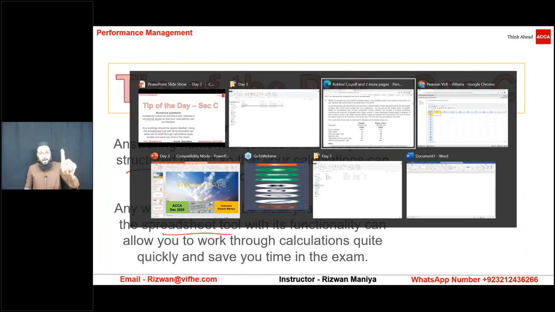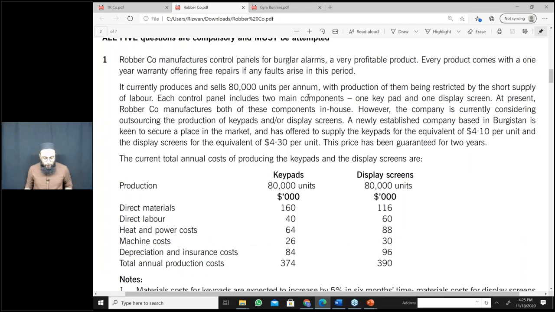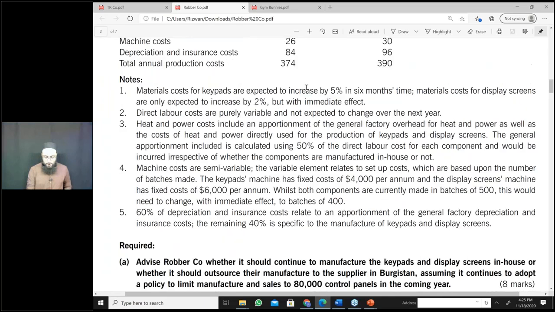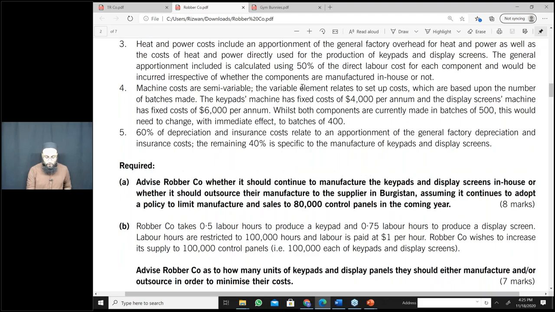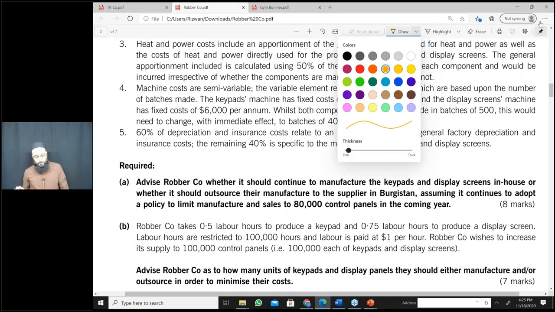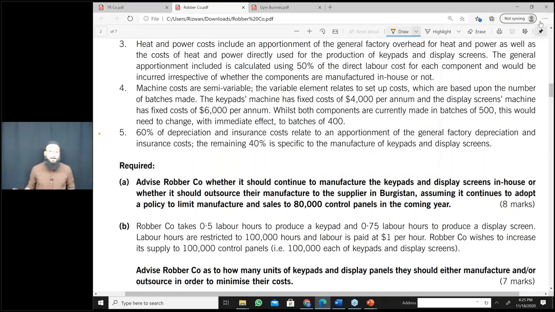And another tip I want to give you, whenever you are solving a section C question, read the requirements first. Come on, just note down all the tips I'm telling you, okay? Just go through the requirements first, because if you don't know what is being asked, how can you read the scenario? How can you link the things? Okay, so yeah, let's read.